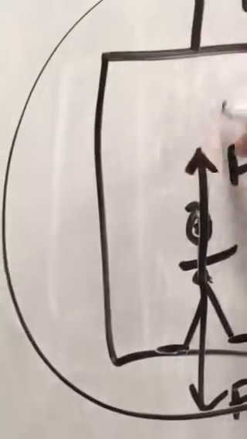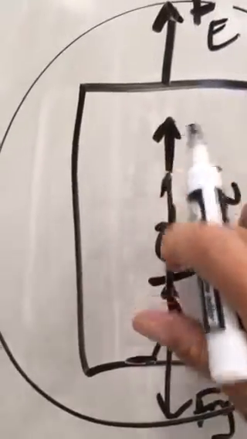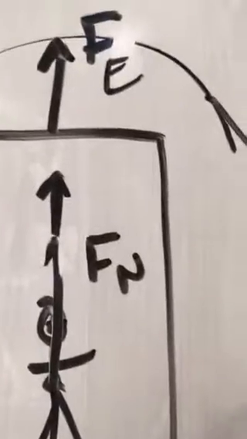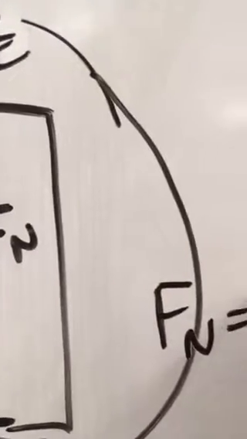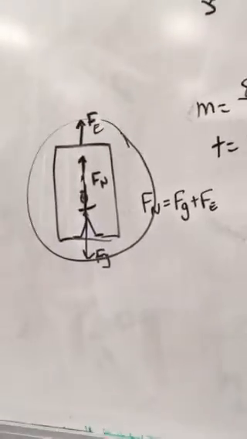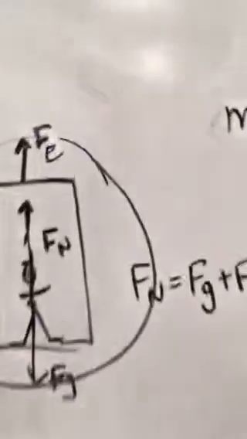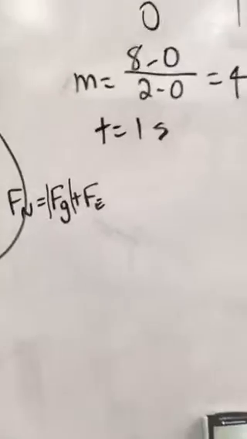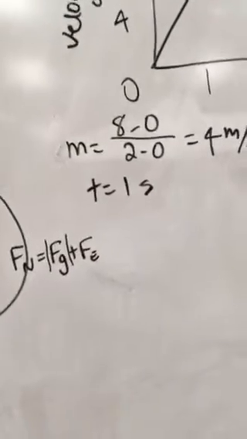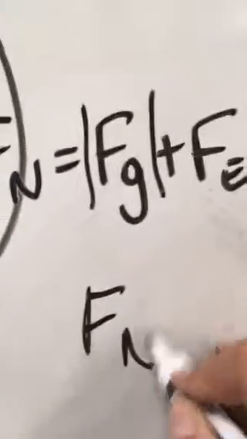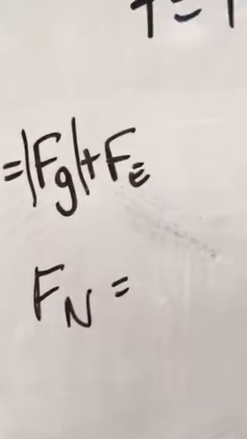So we actually need to add that F of E in there to the normal as well. So F sub N is going to be the sum of F sub G and F sub E. We would actually need to take the absolute value of F sub G in this case because we know that the normal is going to be equal but opposite. So let's look back at time equals 1 second. So I want to know my normal force. I want to know that apparent weight.